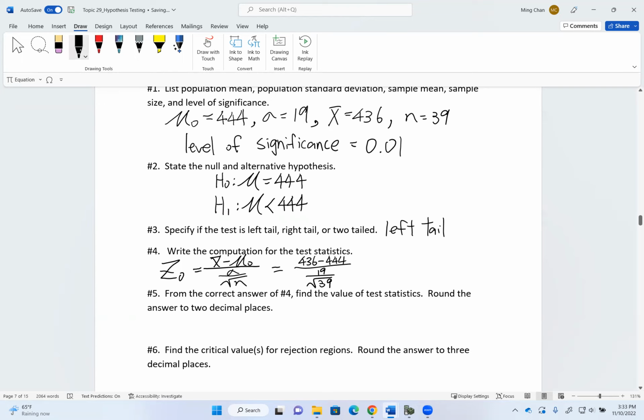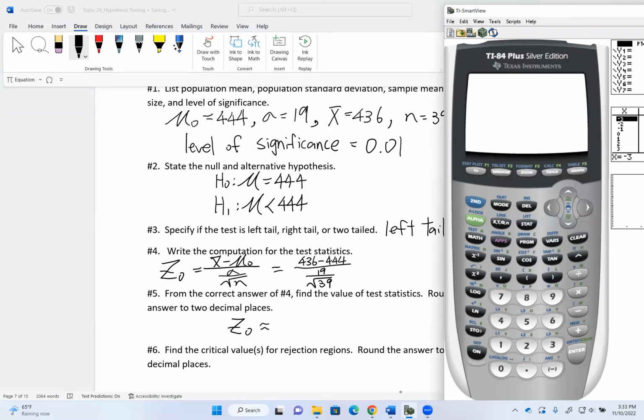Number four, find the actual value of the test statistic. Let's see what our Z sub null is, to two decimal places. Let's put this in the calculator. I want the calculator to do the top first, so in parentheses, 436 minus 444, divided by, and I want the bottom in parentheses because it has division and the square root: 19 over square root of 39. I close the parenthesis for my square root and for my denominator. So that's about negative 2.63.